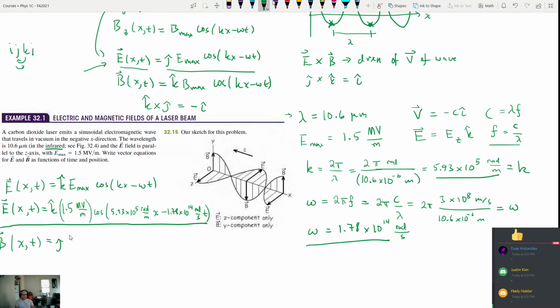So that means we do want this to be positive j hat, but if we needed it to go the other direction, we may have to put a negative sign on one of these, right? So just keep that in mind.